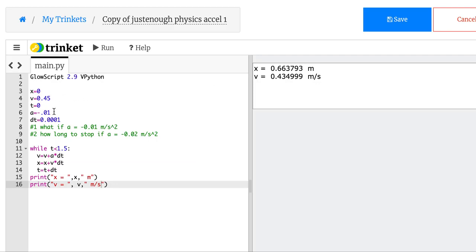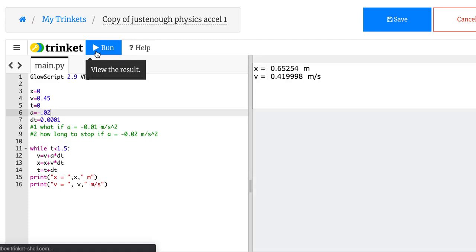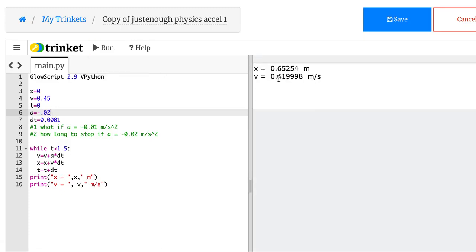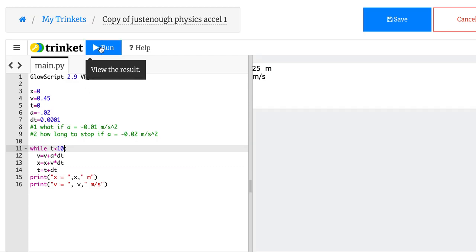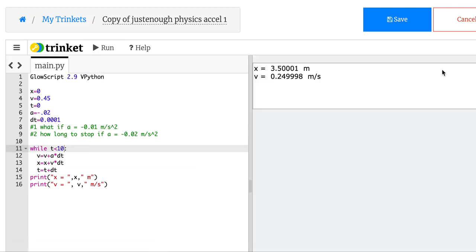But now what if I do this? I want to know, how long does it take to stop? And where does it go? Let's just run it. You'll notice here that it is not stopped after 1.5 seconds. What if I do it a little bit longer? 2.5. It's even slower. Okay, so let's do 15 seconds. Let's do 10 seconds. Let's go even longer. It still has not stopped, because this is still a positive velocity.